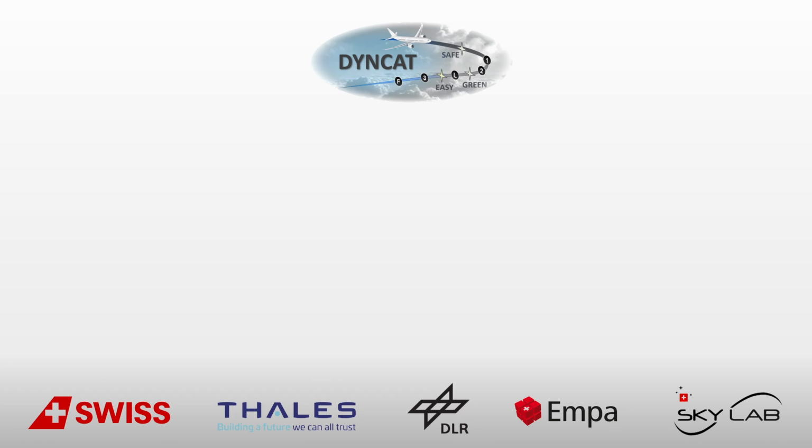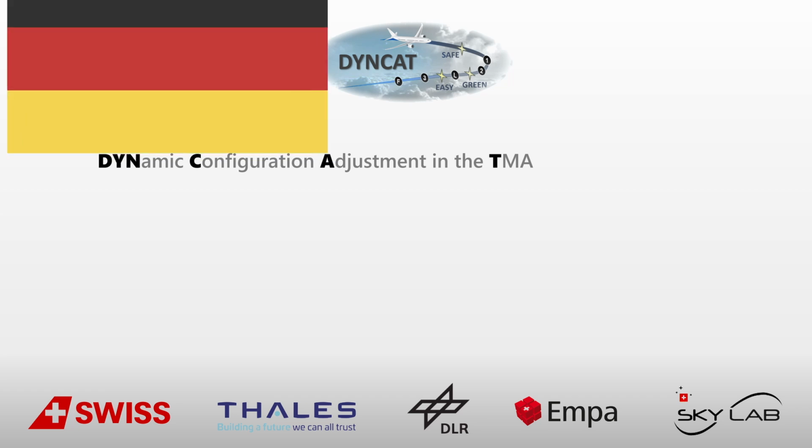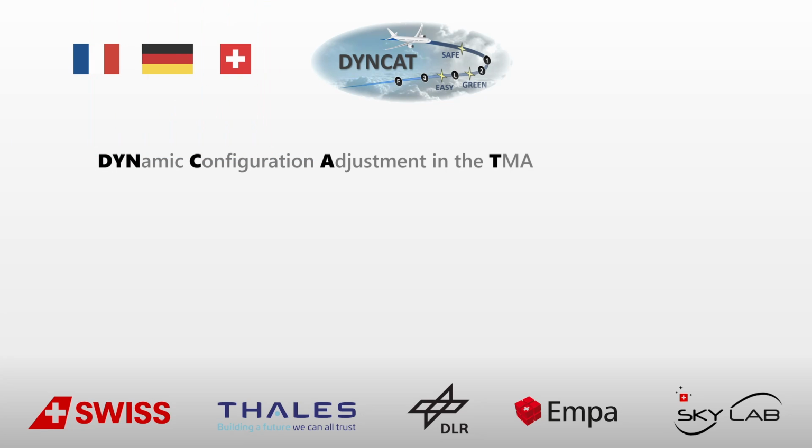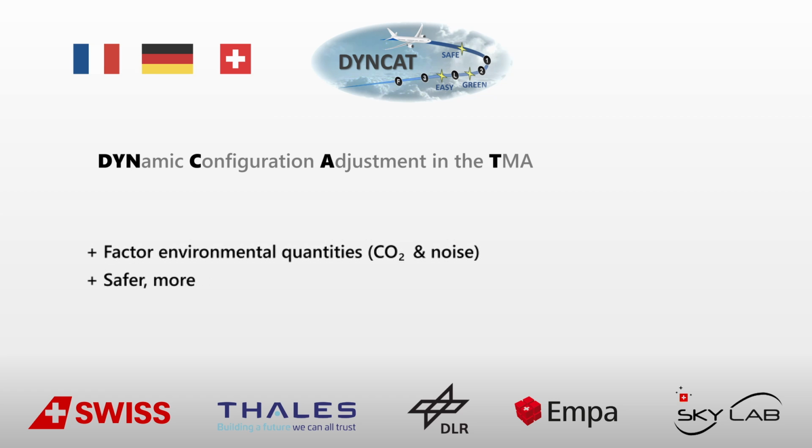DYNCAT, which is short for Dynamic Configuration Adjustment in the Terminal Maneuvering Area, is a collaboration project with project partners from Germany, France, and Switzerland. The goal of this project is to factor environmental quantities like CO2 and noise when optimizing flight trajectories, enabling safer, more cost-efficient and more environmentally sustainable operations in the terminal maneuvering area.